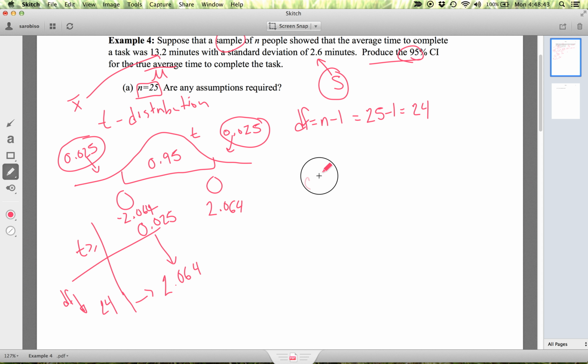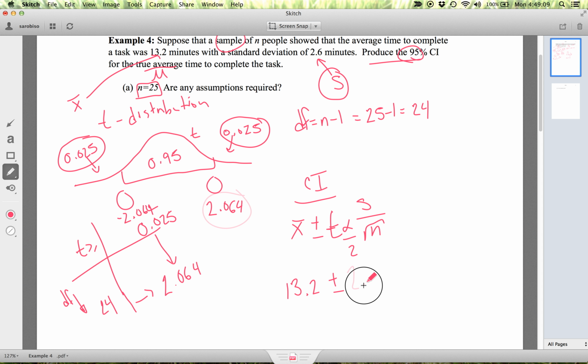Let's remind ourselves of the formula for the confidence interval. Again, it's x bar plus or minus. In this case, we're using a t value, not a z value, so it's t alpha over 2, and we multiply by s and divide by root n. Okay, so here our x bar value was 13.2, plus or minus our t value that we just found from our table, which is 2.064, multiplied by s, which we were told here was 2.6, and divide by root n, which we know to be 25.